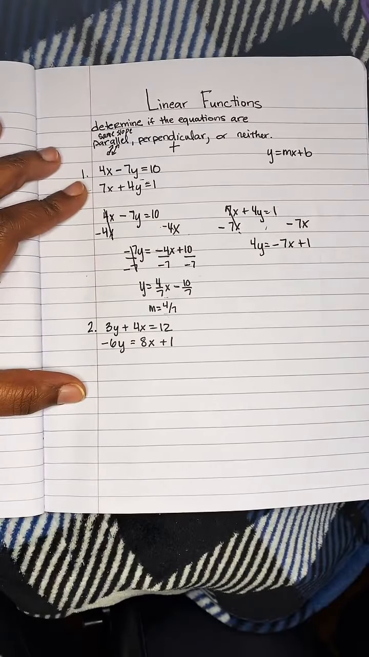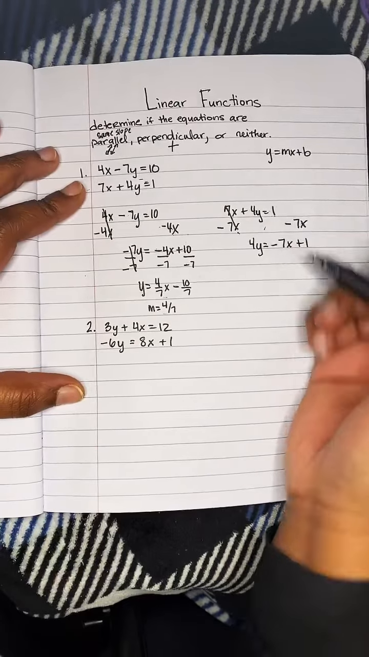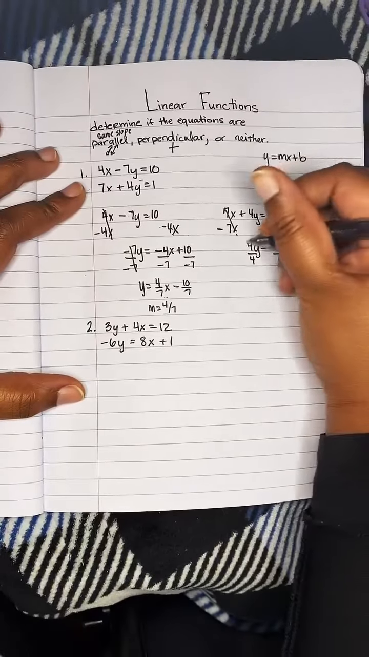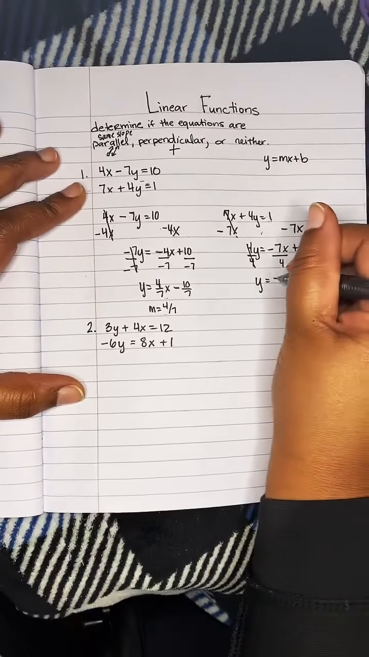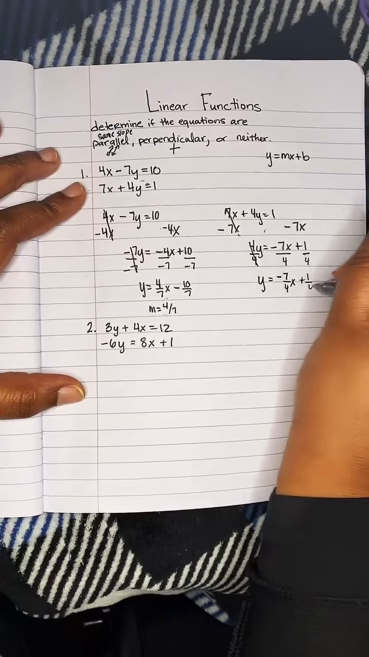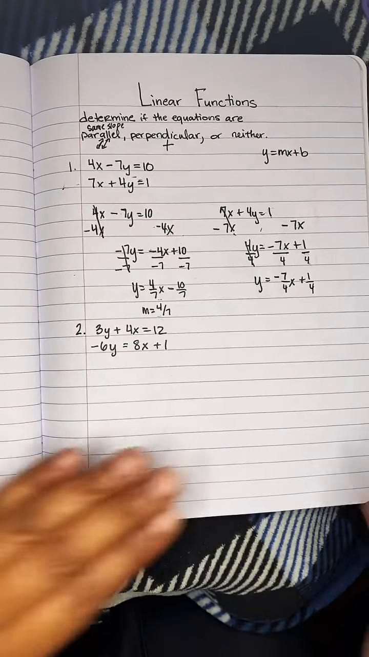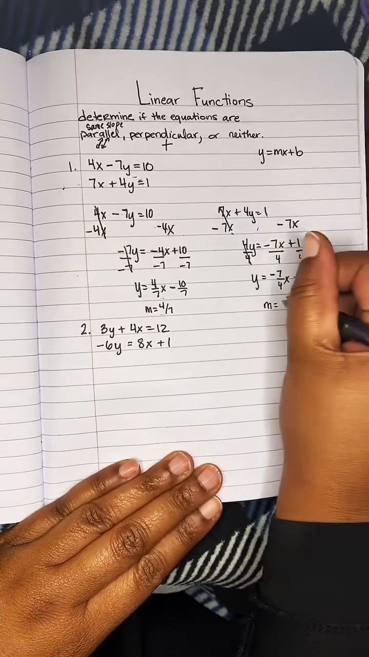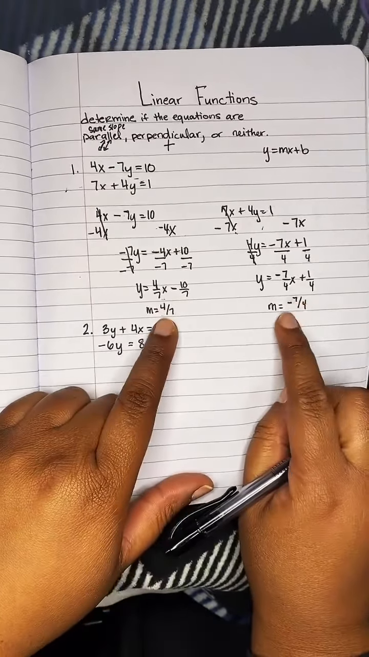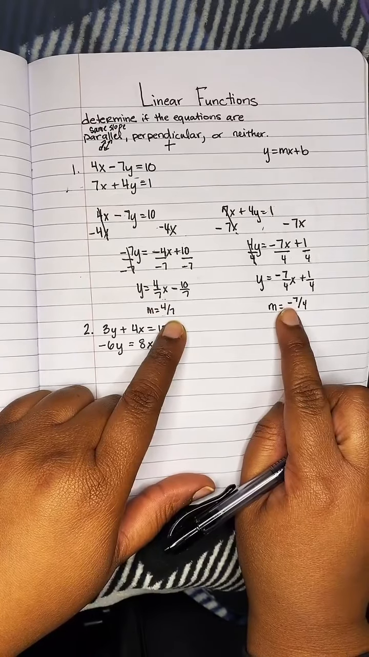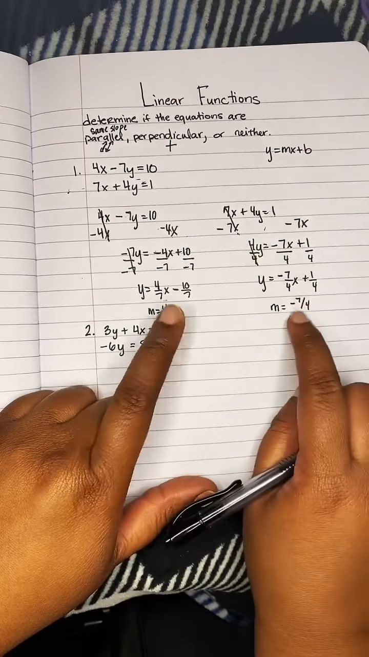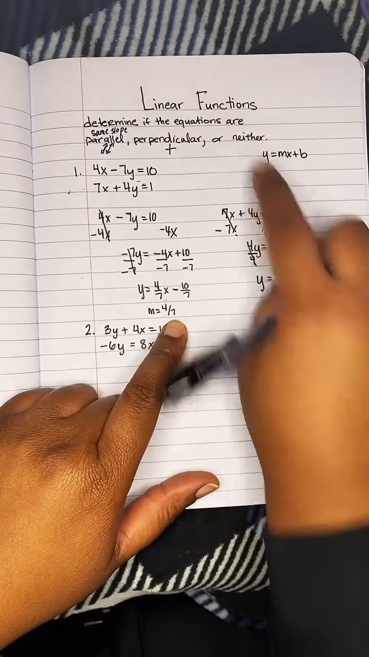Okay. Now, our last step always, if we want to get y by itself, is to divide by 4, divide by 4, divide by 4. And we get y equals negative 7 over 4x plus 1/4. Alrighty. So our m for this equation is negative 7 over 4. Okay. Are these slopes here parallel? Are they the same? Are they perpendicular slopes or are they neither?